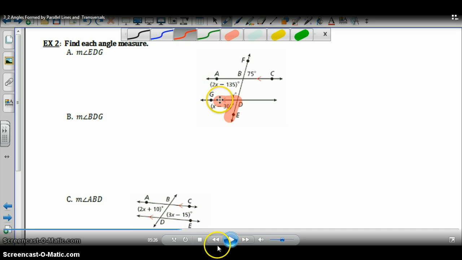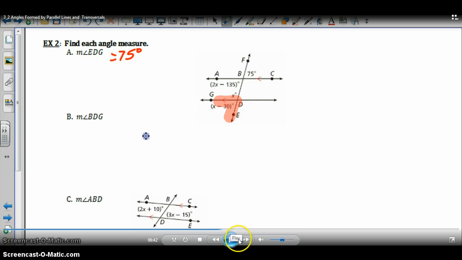Okay, and so what you'll notice here in just a moment is we can skip ahead because we know EDG is an alternate exterior angle with FBC, so they both should be the same measurement. That means EDG is 75 degrees. So this problem's a little bit easier than the way it originally seems. And so we can just say the measure of angle EDG is 75 degrees.